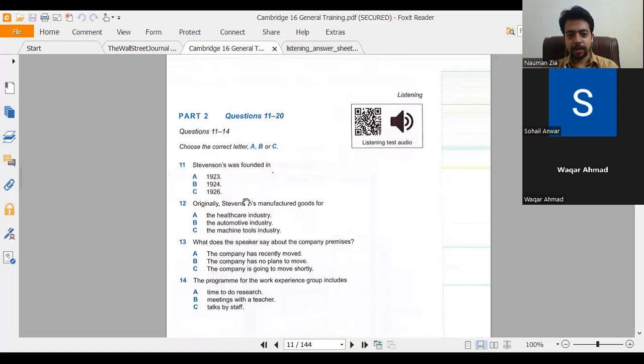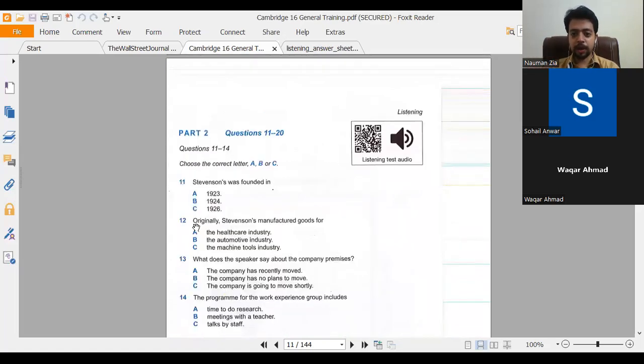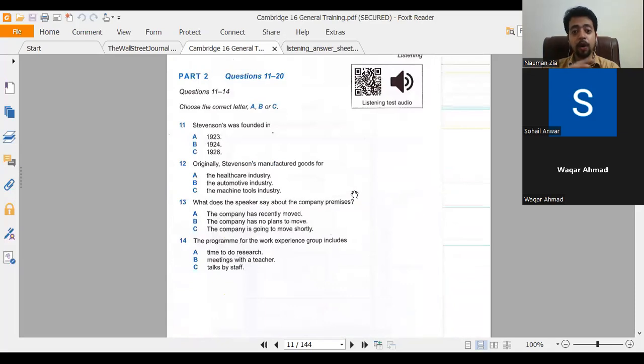Questions 11 to 20. These are multiple choice questions. You have to select out of three, but be careful. They will talk about all three options just to confuse you, but will agree on only one. That one would be your answer. Now I'm going to play the audio in a second. First, let me go through all the question types.